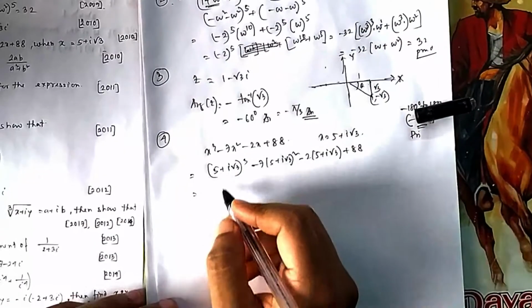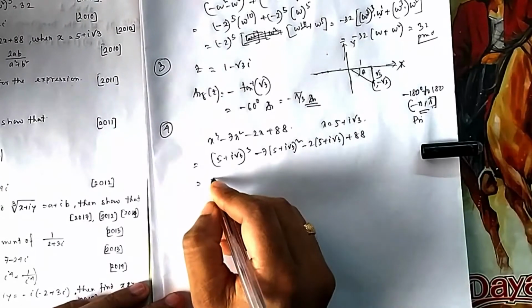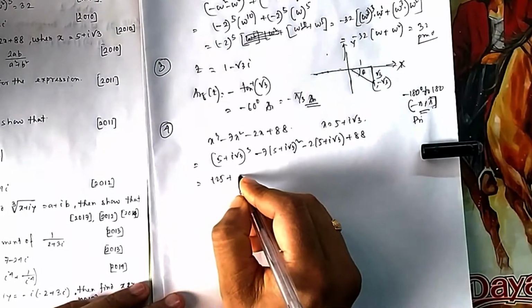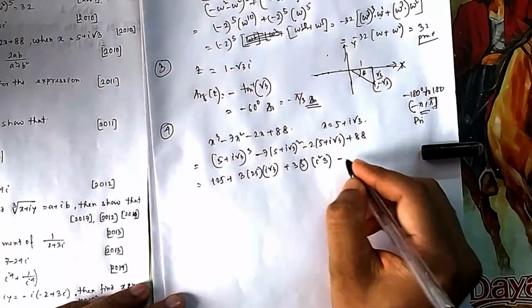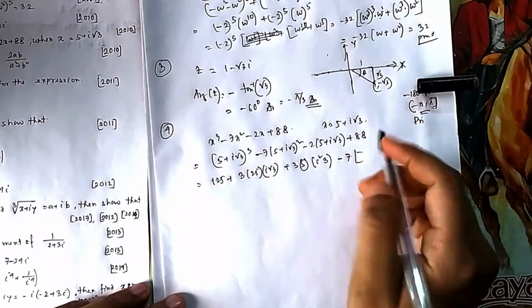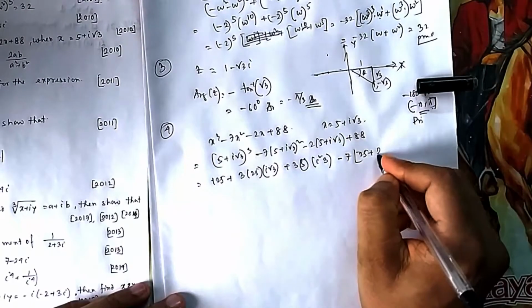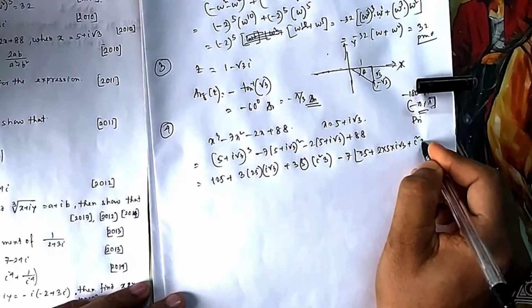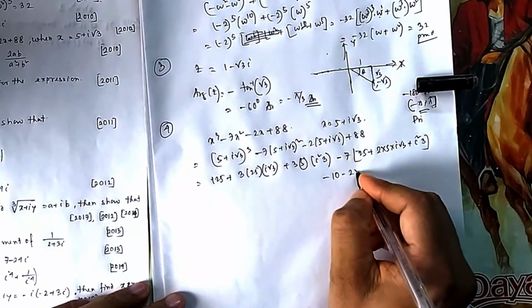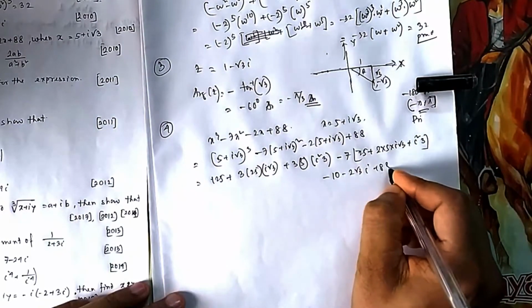So if you open it, (a plus b) cube is a cube plus 3a square b plus 3ab square plus b cube, and then minus 7 times (a plus b) whole square, which is a square plus 2ab plus b square, minus 10 minus 2 root 3i plus 88.